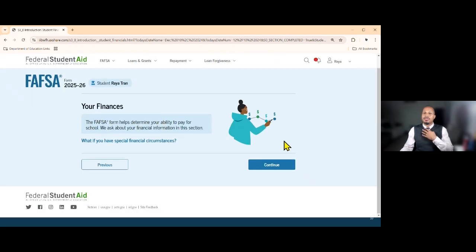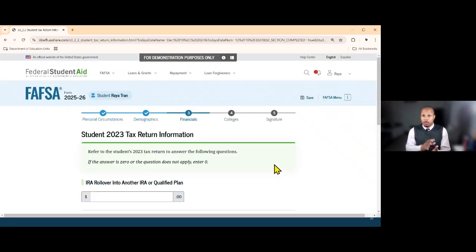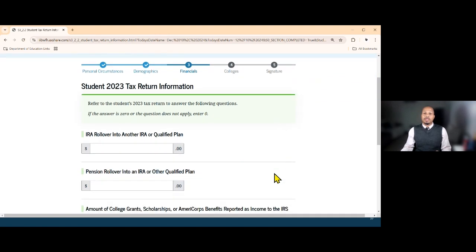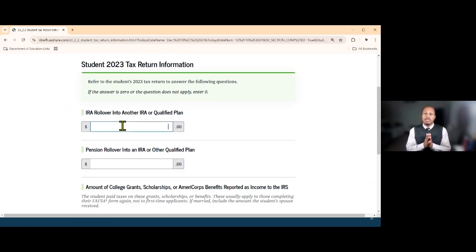Now we get into the financial section of the FAFSA form, and that's around your finances as the student. We'll get into what it looks like for the parent in a few moments. For the student's perspective, we're looking for information regarding your IRA that has been rolled over into another IRA or qualifying plan. That's for my seasoned individuals who have IRAs. To answer this question, we're looking for the IRA that has been rolled over to a new IRA.